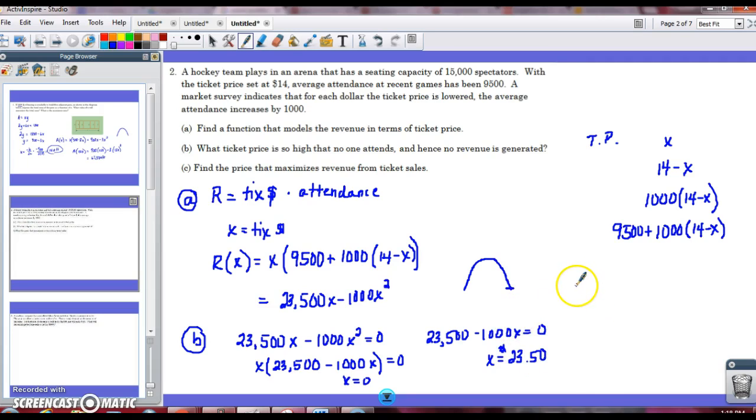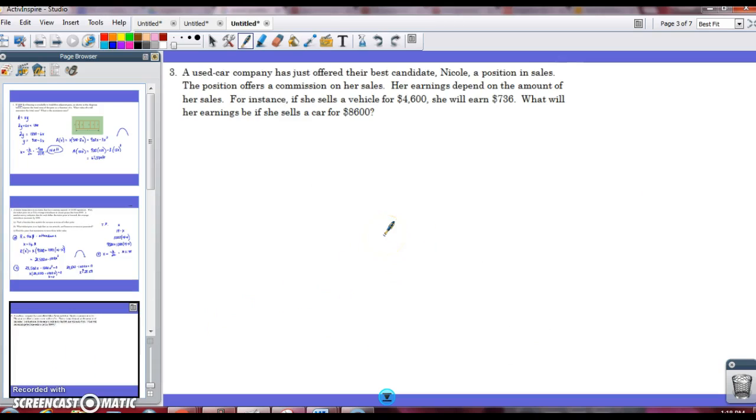Okay? And part C says the price that maximizes ticket sales. Well, we know how to do that already. We're just doing negative B over 2A, and when you plug in your values, you end up with $11.75. Okay, so also not too terribly bad, relatively straightforward on that one.